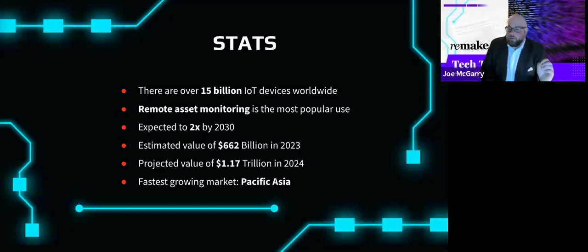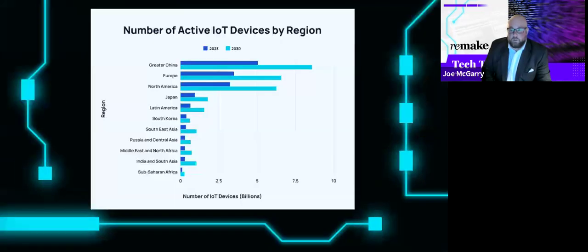And the fastest growing market is in Pacific Asia. So let's take a look at some charts and graphs to just see how it kind of pans out across the world. So here we can see that Asia Pacific is the leader in devices by region, followed by Europe, North America, Japan, and Latin America. We can see that by 2030, how quickly these devices are going to grow.